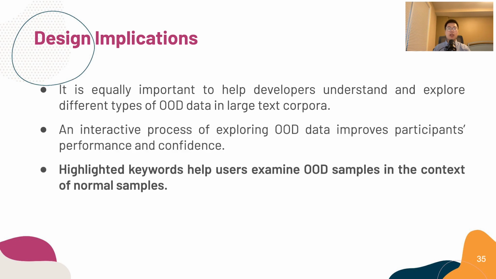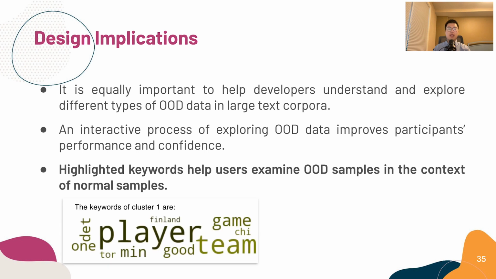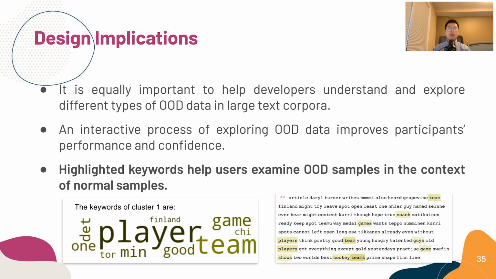Finally, we found that keywords help users examine OOD data in the context of normal samples. In the cluster view, keywords help users quickly find topics of a set of OOD data from a global perspective. While in the highlighting view, highlighted salient words help users quickly understand the key information of a data instance from a local perspective.